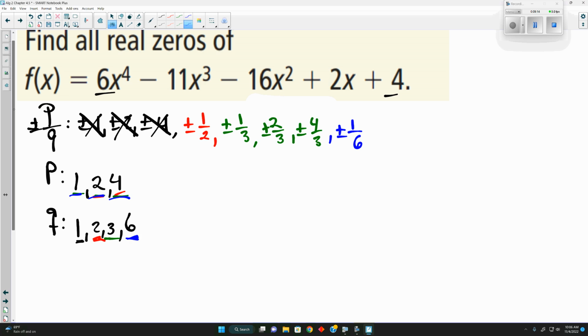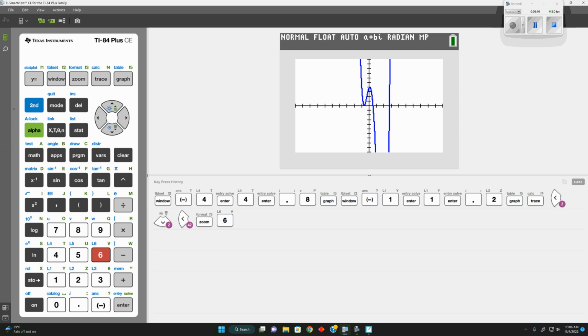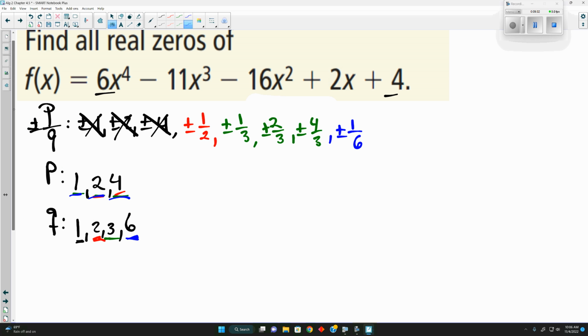So the next one we can look at is between 0 and 1. It does intersect. Is it closer to 0 or closer to 1? Or neither? It's kind of in the middle, yes? Do we have one of our possible zeros that's in the middle? Positive a half, yes? So we can try that first.